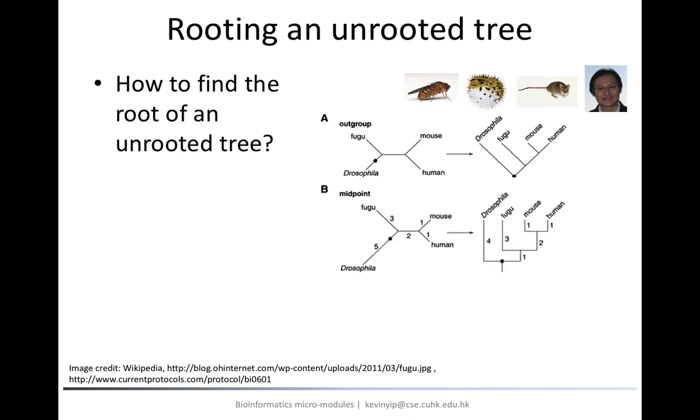The second method is to look at the branch lengths and try to find a point that has equal distance to all the leaf nodes. The third method is to use knowledge about gene duplication. For example, if there are two paralogs of a gene denoted as alpha and beta, where the gene duplication happened before the divergence of two species, then the alpha homolog of the gene in both species should form a cluster before joining the cluster of the beta homolog.